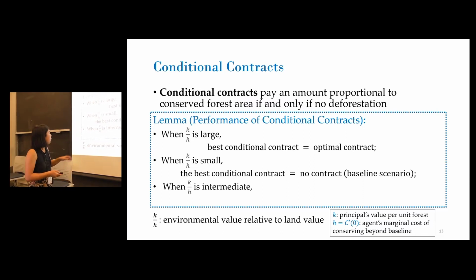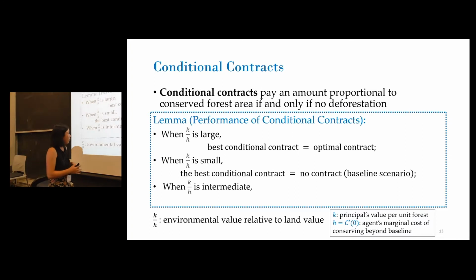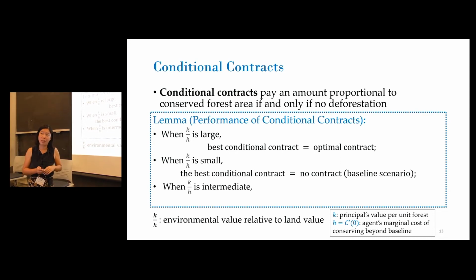Okay. When K over H is very small, my best conditional contract is going to be no contract. Okay? The agents are not going to opt in. I'm not going to be willing to pay them enough for them to really take that full conservation action. And this is, in general, different to the optimal contract, which I'll show in the next slide.